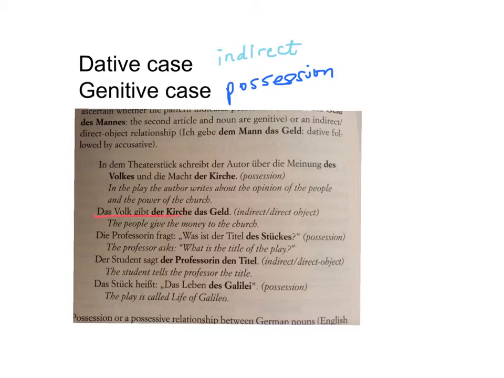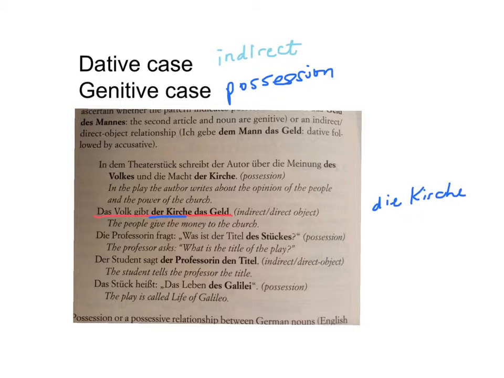Das Volk gibt der Kirche das Geld. And you see the English, the people give the money to the church. The indirect object there is not the last item in the sentence, but rather what's before it. Die Kirche, which would be feminine in the nominative case, but here it functions as an indirect object, and therefore it is switched to der. The definite article becomes der. Again, das Volk gibt der Kirche das Geld.